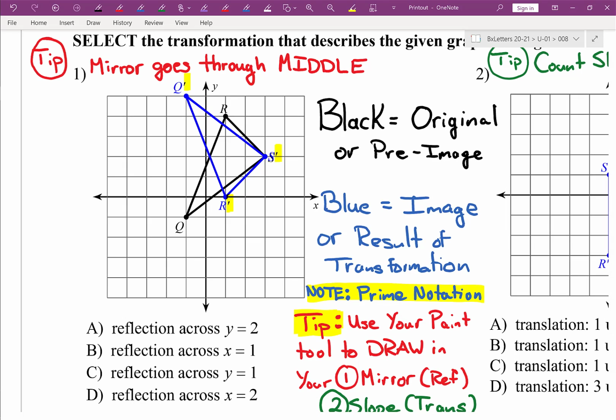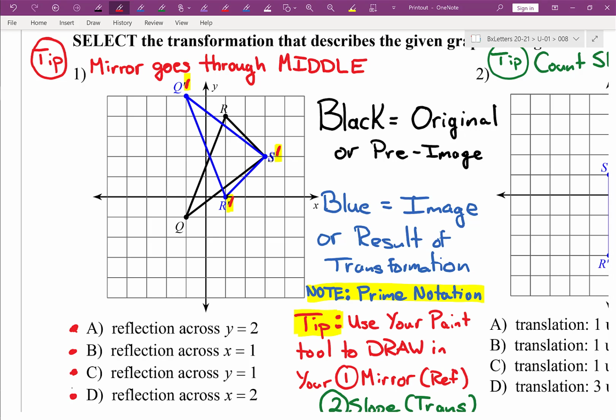So first thing we've got to get out of the way: in here, the black shape is the original, or what we call the pre-image, and the blue shape is the image, or the result of a transformation. You can also see this without color using the prime notation. That little tick mark, which I'll emphasize in red, we call that prime. That's how I know that was the image, the thing that happened after some sort of transformation. Each question is going to ask you, based on what you see, was it a reflection across y equals 2, x equals 1, and so on.